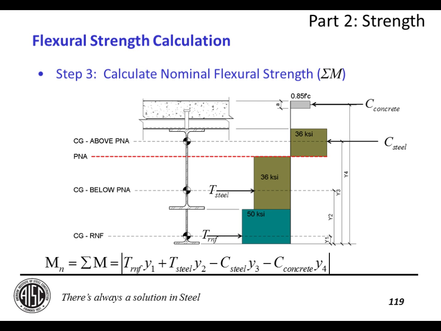Here I summed them about the bottom of the reinforcing member, so I said tension times Y1, tension steel times Y2, etc. You'll get the exact same answer if you sum them about the top of the member or about this point or wherever you feel like it. So pretty easy to come up with the flexural strength of a reinforced member.